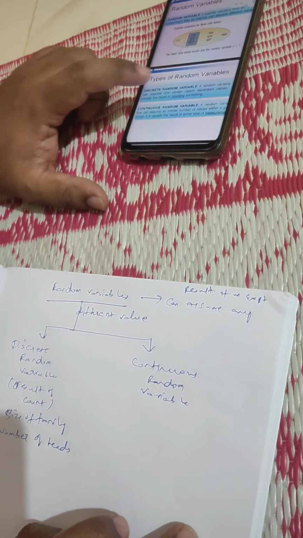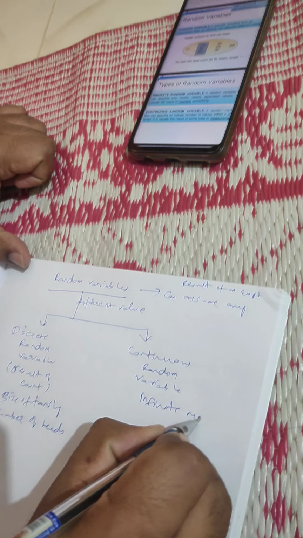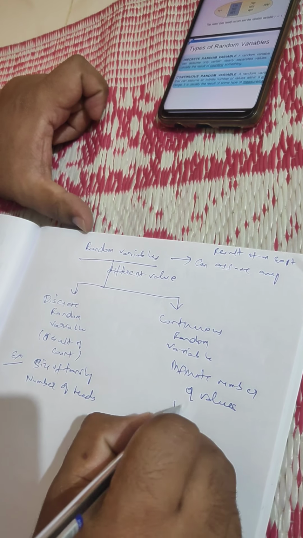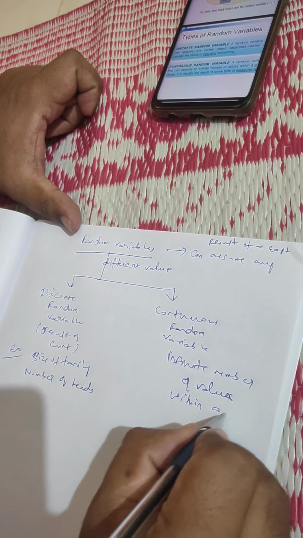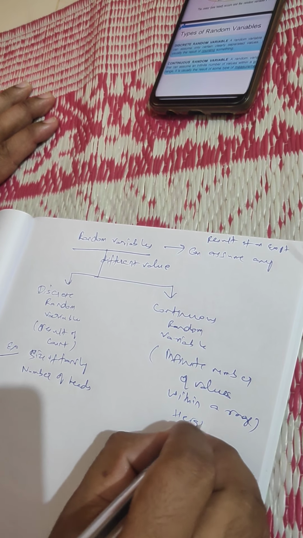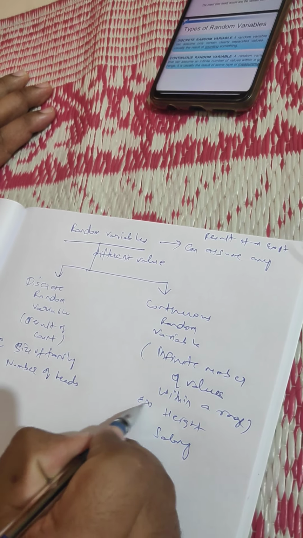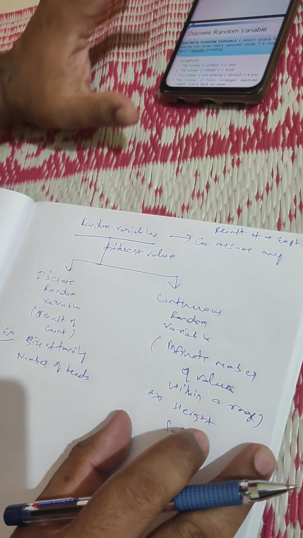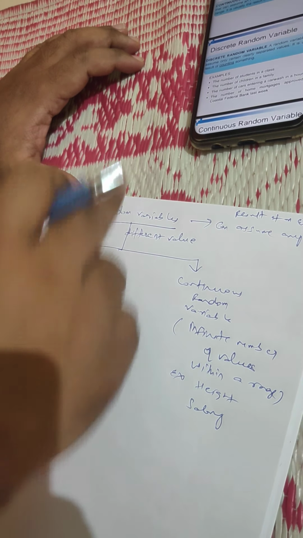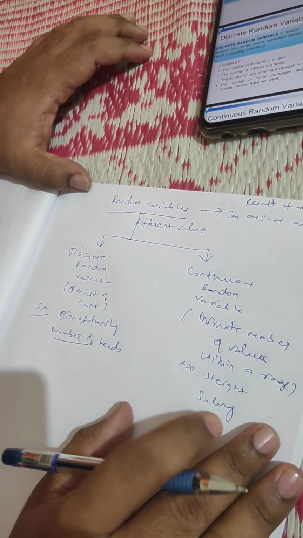And a continuous random variable is a random variable which can assume any infinite number of values within a range. Example, height of a student, salary, within some range. So these kinds of variables are called continuous random variables. And discrete random variables, for example, number of students in a class, or number of children, number of cars, anything which says number of is a discrete random variable.